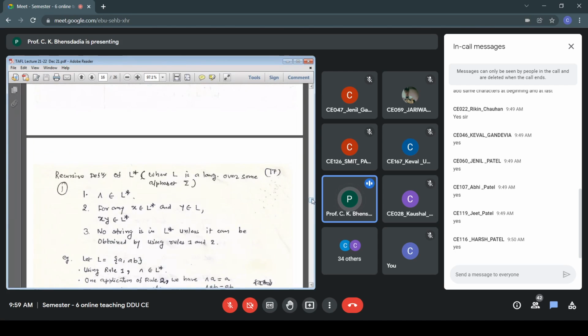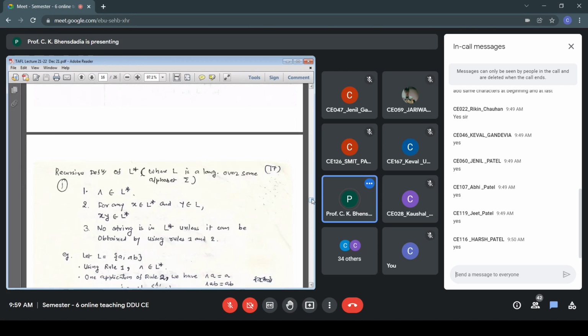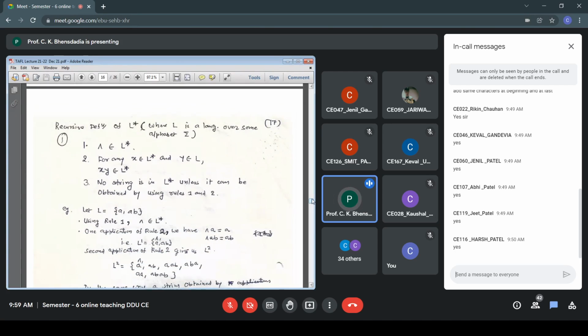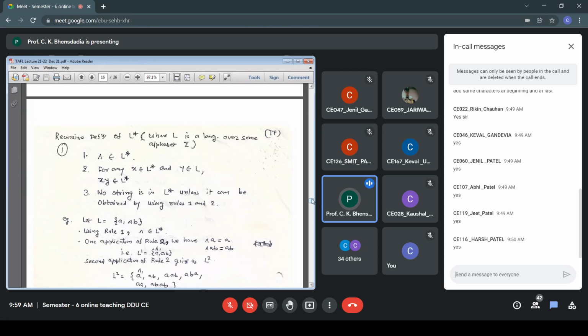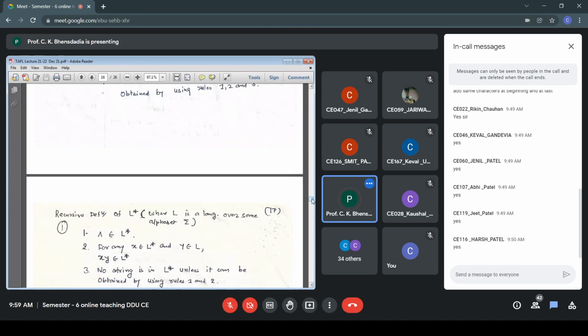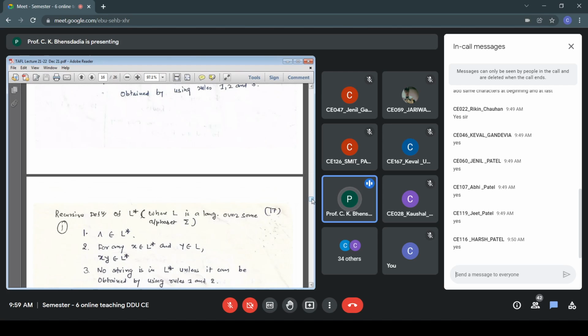As far as the recursive definition is concerned, this is the only definition. What is the meaning of this definition? Particularly rule number 2, we have just explained it with this example. Otherwise, we should not worry how many applications of rule 2 there are. Using this recursive definition, steps 1, 2, 3, we can generate any element of L star. We can generate all the strings that are in L star, and whatever is generated using this definition is definitely in L star. That is my rule number 3, my claim for completeness: no string is in L star unless it can be obtained by using rules 1 and 2.